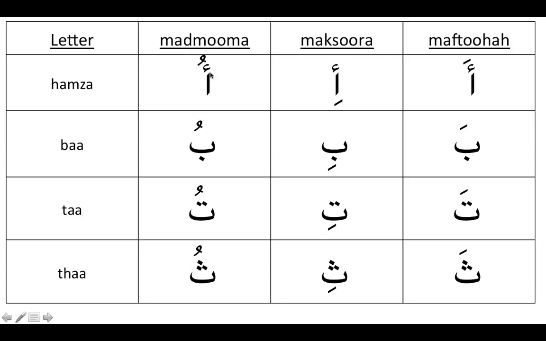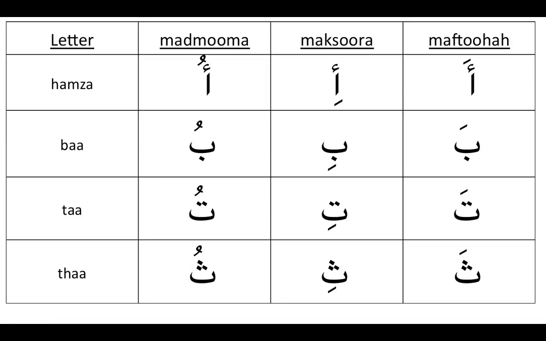This is the intersection of the hamza row and the madmooma column. So hamza madmooma. This is hamza with a damma on it. This is hamza with a kasra below it. And this is hamza with a fatha above it. So this is how we're going to do it. Hamza maftooha, a. Hamza maksoora, i. Hamza madmooma, u. A, i, u.